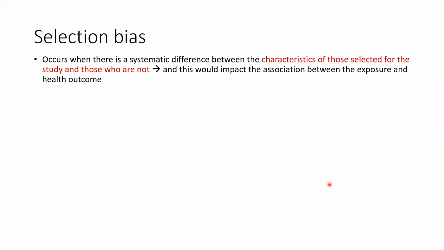Exactly. So basically, it's how we are selecting our subjects. When we have a systematic difference between the characteristics of those selected for the study and those who are not. In other words, if my study population is different from the target population when it comes to the exposure and the outcome, this would definitely impact the association between my exposure and my health outcome.